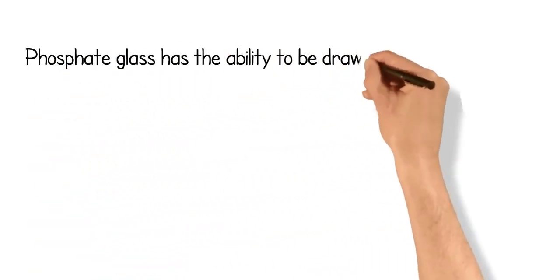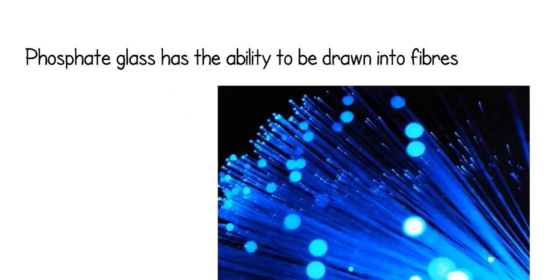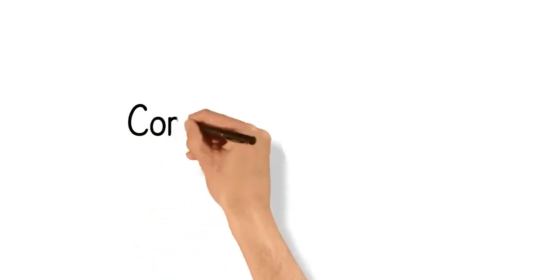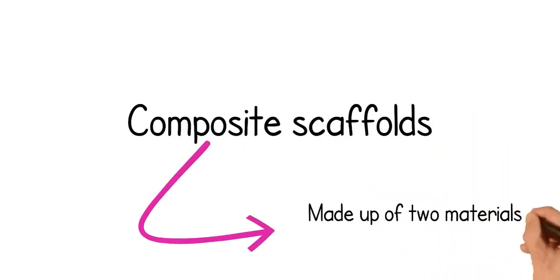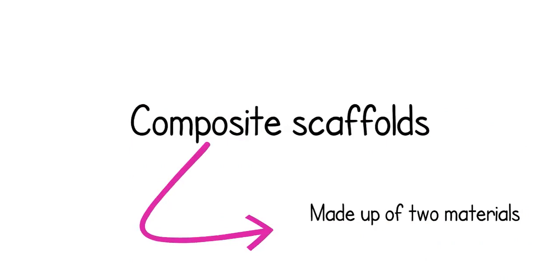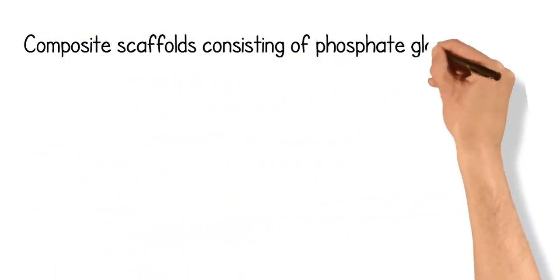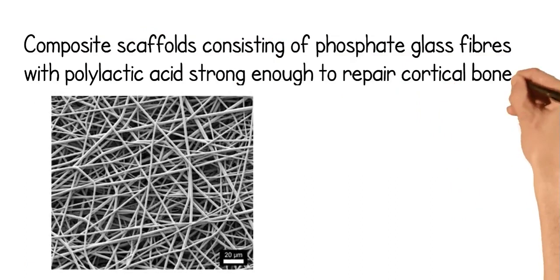Phosphate glass has lots of interesting properties, but one of the most interesting is how easily it can be drawn into fibres. One of the downsides to phosphate glass is that it's usually quite weak, and so strength can be increased by combining phosphate glass with other biomaterials to create composite scaffolds. Combining phosphate glass fibres with a natural polymer called polylactic acid can make scaffolds strong enough for repairing cortical bone.